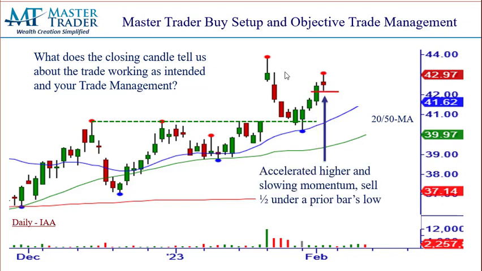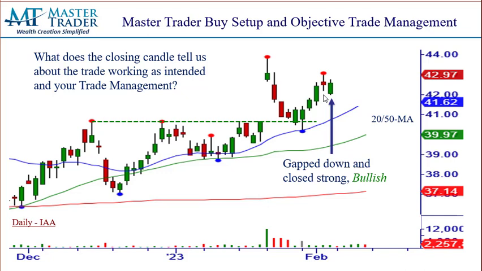What about the next bar? It accelerated higher, and now I have slowing momentum. It closed below the opening, which is why there's a red candlestick there. So based on the rules I just went over with you, we're going to sell half under a prior bar's low. This one actually gapped under the prior bar's low. We would sell half under a 5-minute low, which probably didn't trigger here, but I don't want to get too detailed into this. It closed strong, so we're still very bullish.